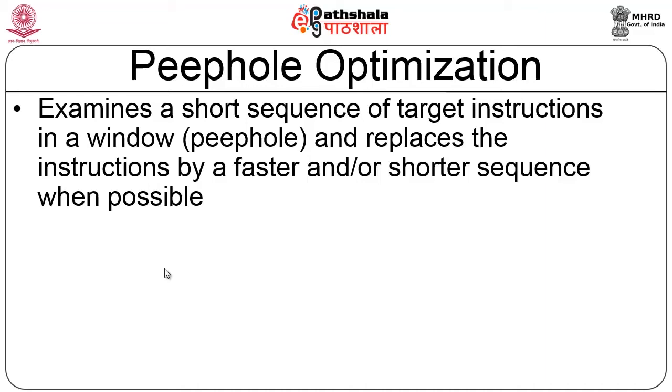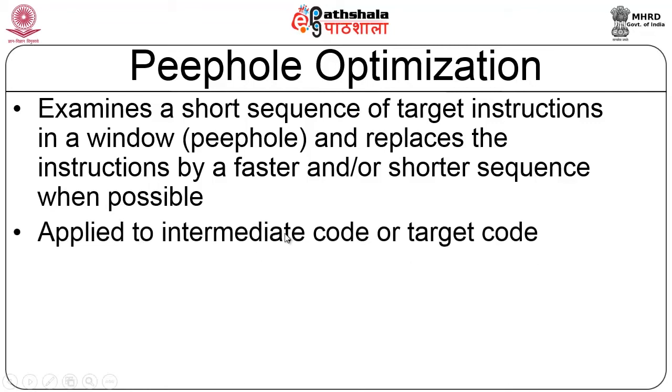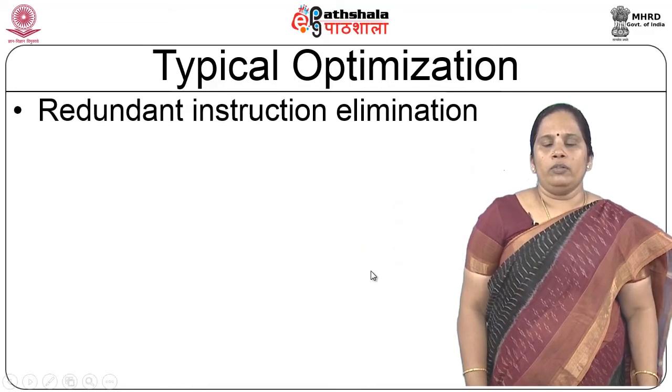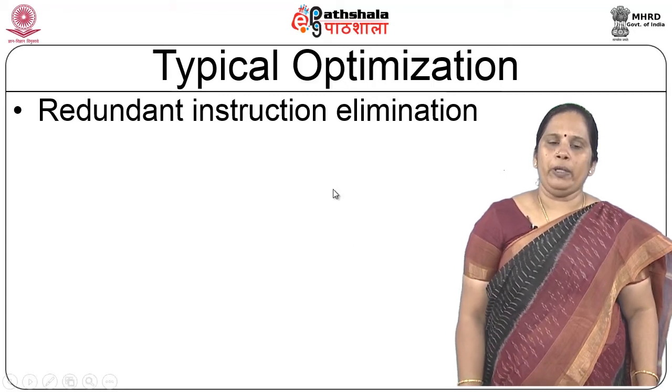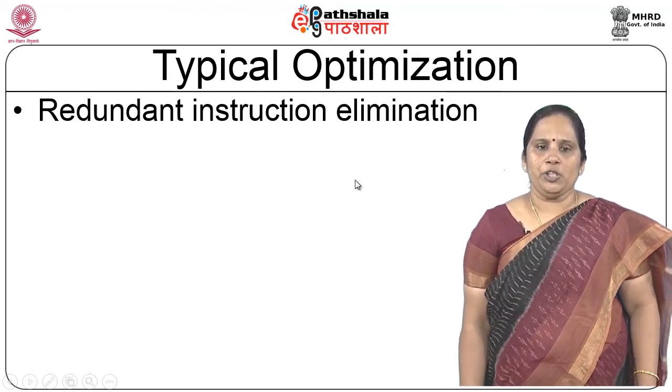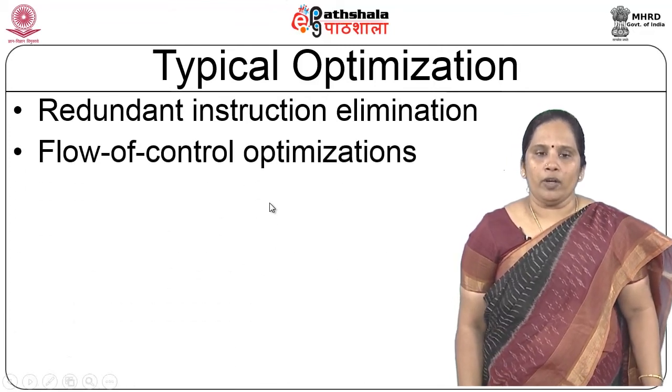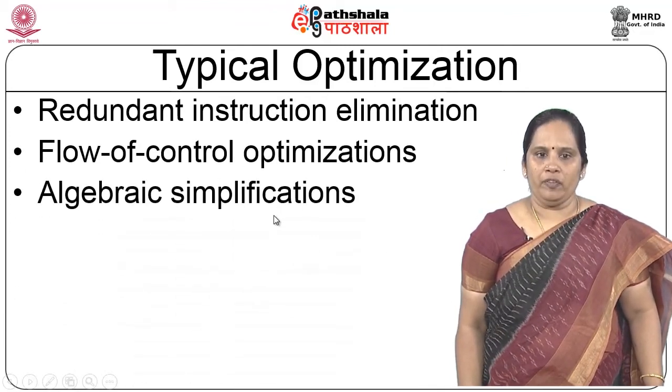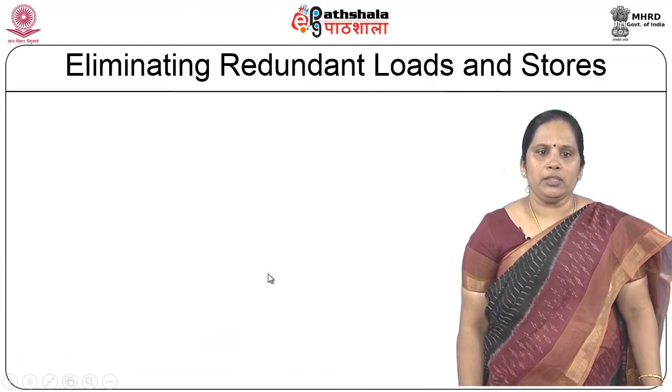That is what is called peephole optimization, where you try to replace the instructions by a faster or shorter sequence of instructions wherever possible. It is typically applied to intermediate code or target code, more to target code than intermediate code, because intermediate code would already have been handled by the other optimization procedures. The typical optimizations possible with peephole are redundant instruction elimination, flow of control optimization, algebraic simplification, use of machine idioms, etc.